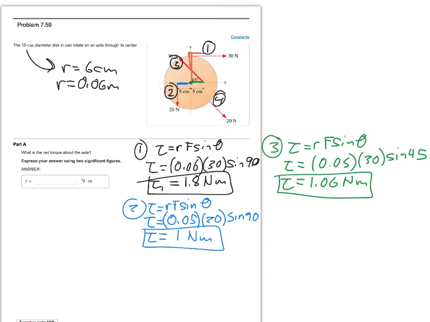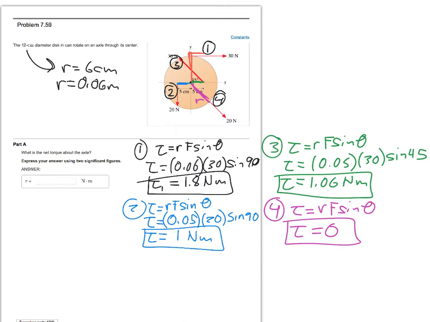And for my final torque, it's going to be the torque from that 20 Newton on the edge there. I could do RF sine theta and go ahead and solve for this, or I could realize that that force and that R have an angle of either 0 or 180, depending on how you're looking at it. And so the torque from that one is just going to be 0.